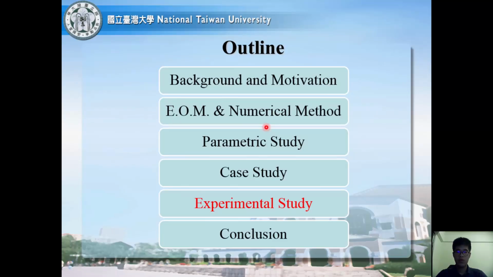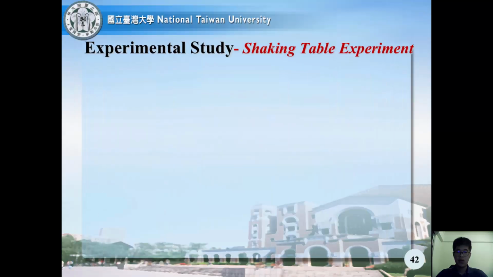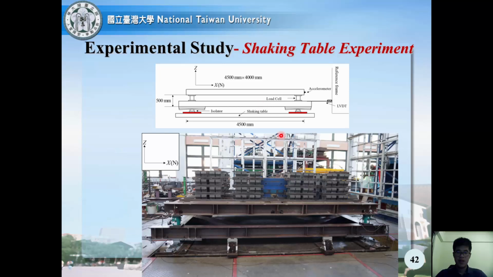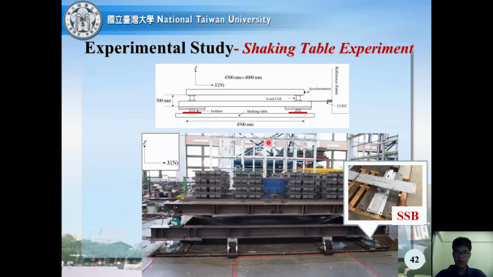And now I'm going to move on to the experimental study. First of all, I'm going to introduce the shaking table experiment. This is a schematic drawing of our setup system, and this is the actual photo of the setup system. And this is the actual photo of the slope sliding bearing.